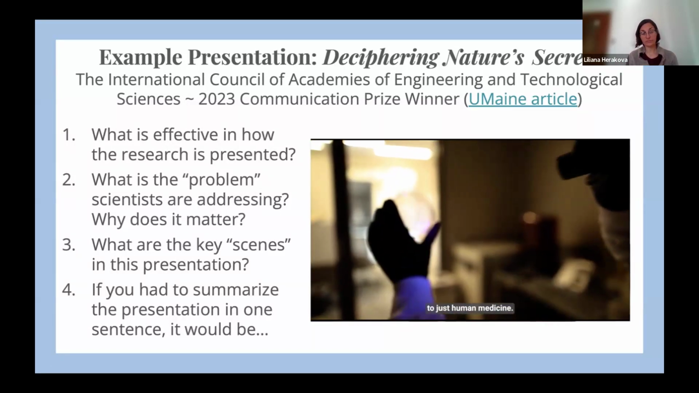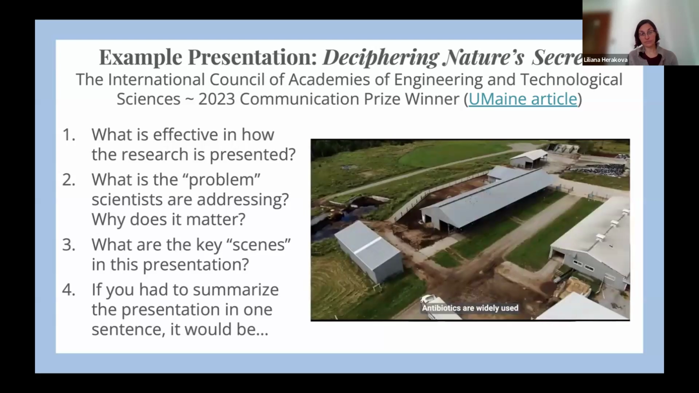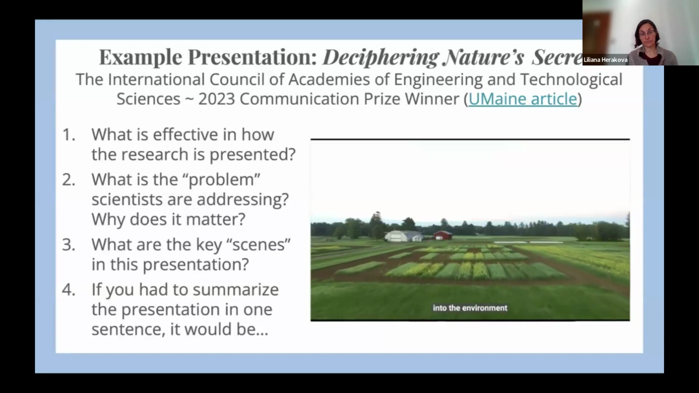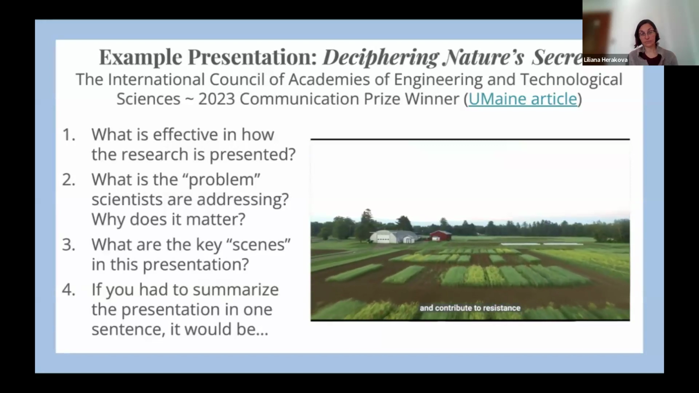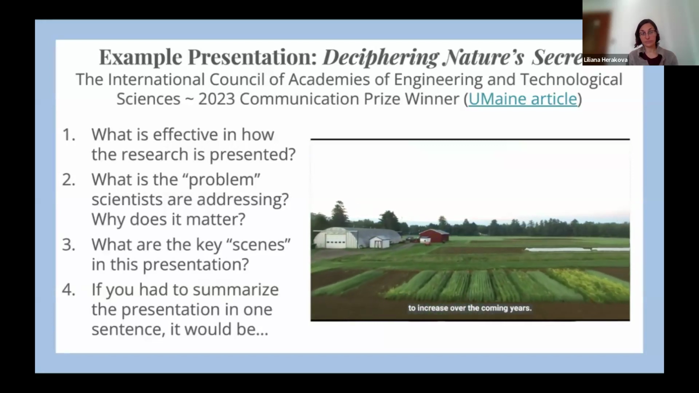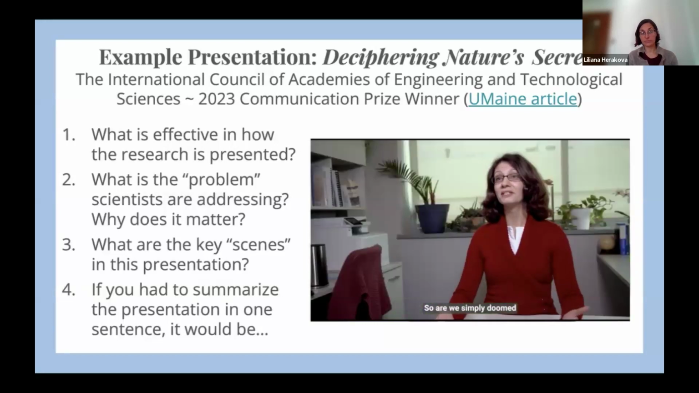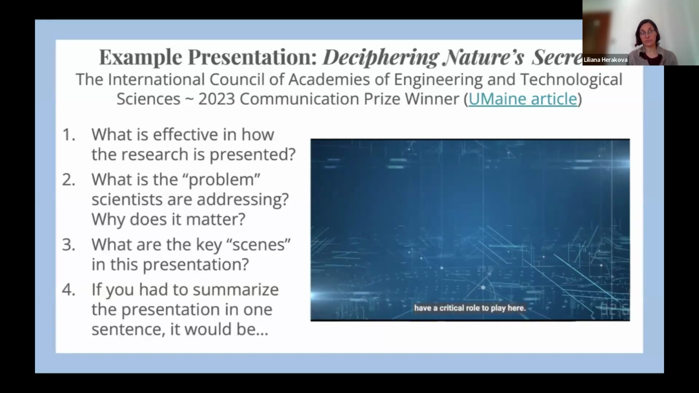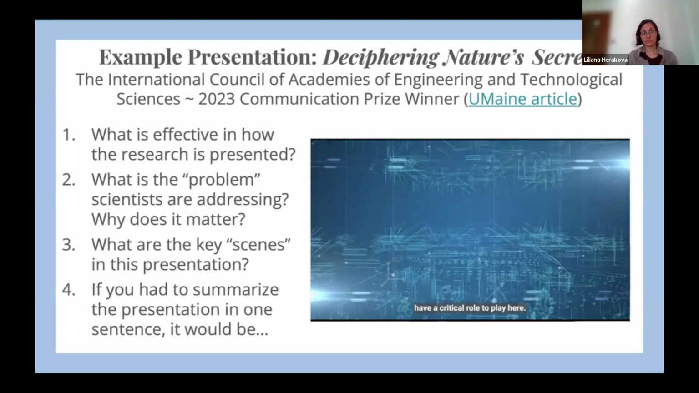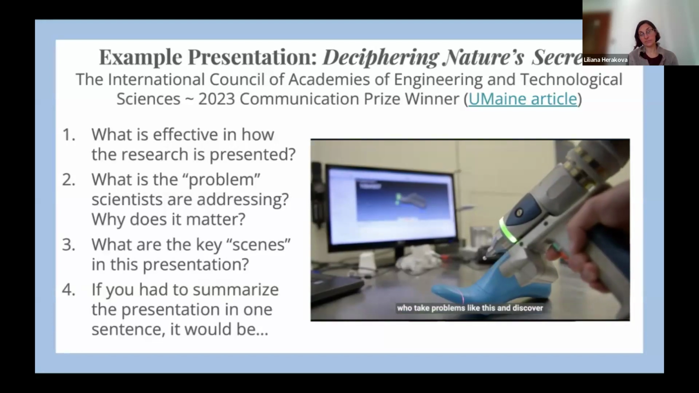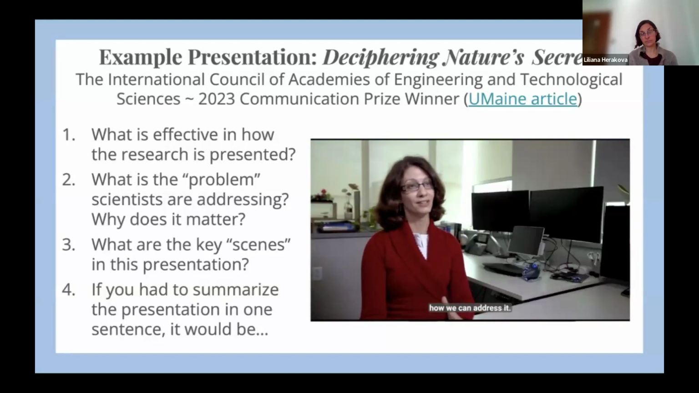The problem isn't confined to just human medicine. Antibiotics are widely used in raising livestock, where they can go out into the environment and contribute to resistance there as well. These practices are projected to increase over the coming years. So, are we simply doomed to go forward into this future? No. We're human beings. We solve problems, and engineers have a critical role to play here. We are the ones who build new solutions, who take problems like this and discover how we can address it.